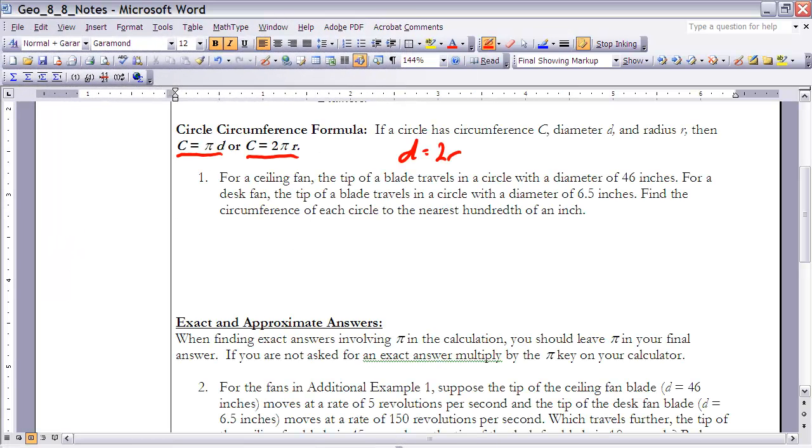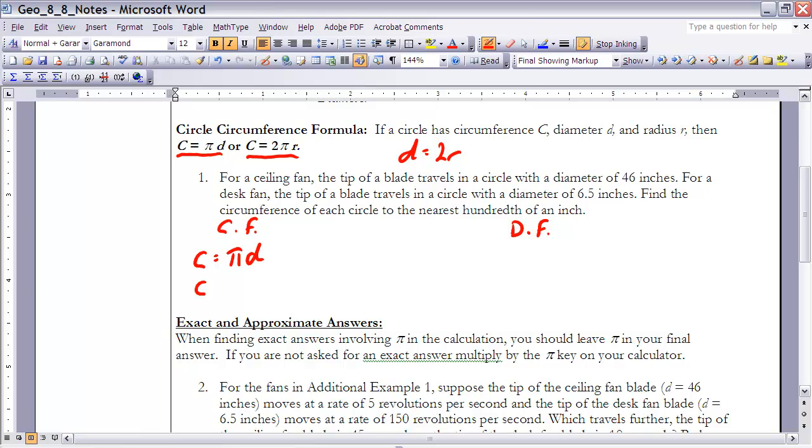So let's take a look at example 1 here. It says, for a ceiling fan, the tip of the blade travels in a circle with a diameter of 46 inches. For a desk fan, the tip of a blade travels in a circle with a diameter of 6.5 inches. Find the circumference of each circle to the nearest hundredth of an inch. So we've got our ceiling fan, we'll call that CF, and our desk fan, which we'll call DF. If I'm going to find the circumference of each of those, I know the circumference is equal to pi times the diameter.